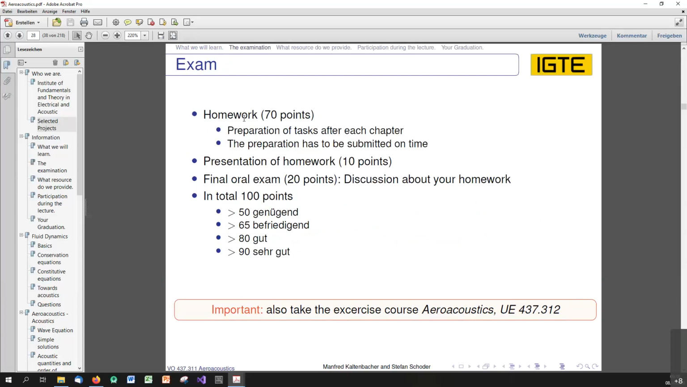At each chapter, you prepare some tasks, you submit them, then we will discuss them, and then we do a short oral examination, which will be very short, and we discuss more or less the homework you submitted. So it will not be that hard an exam. I think it's fair for a master's course.